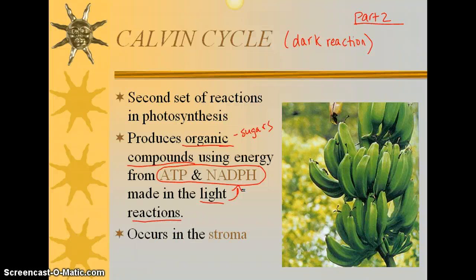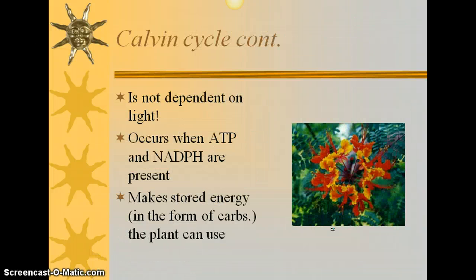This occurs in the stroma, and the stroma is a portion of the chloroplast. It's a liquidy substance that's in the chloroplast. In this particular cycle, it is not dependent on light, so we already used the light reaction to absorb the light that was needed. It only will occur when ATP and NADPH are present, so the light reaction has to happen before this cycle can happen.